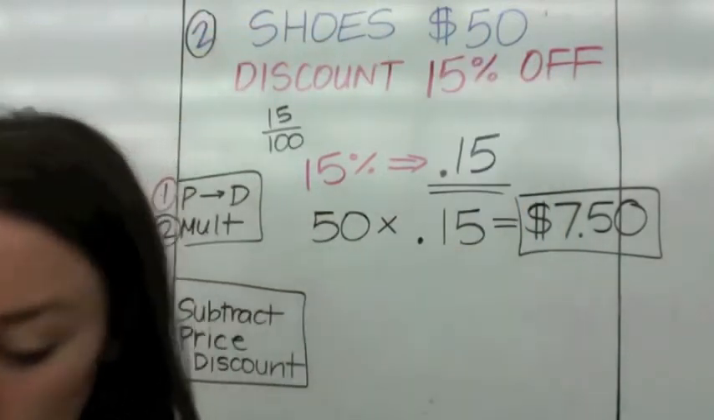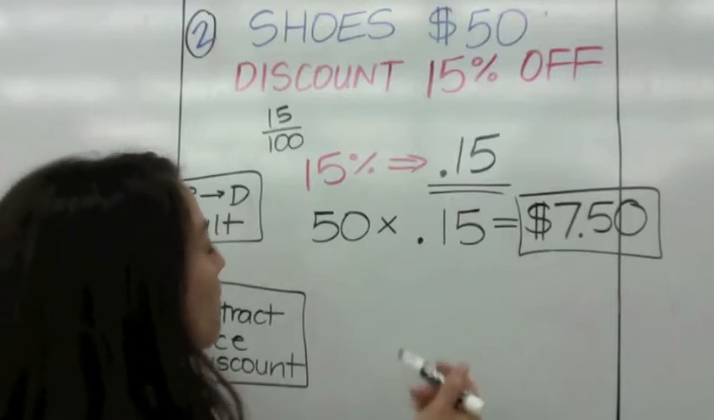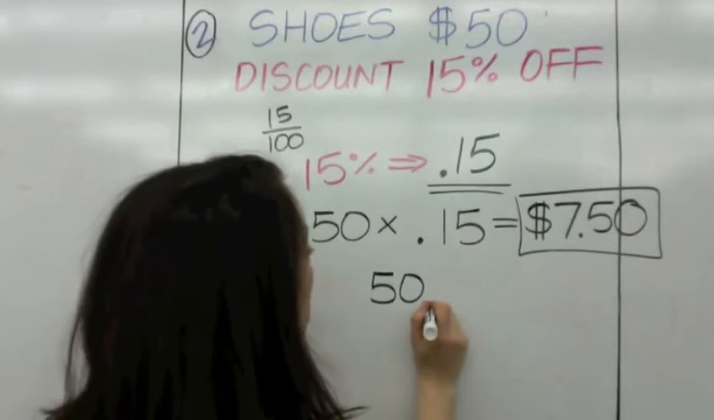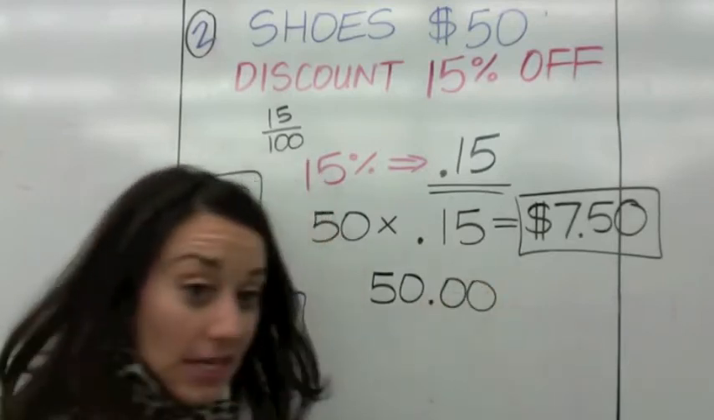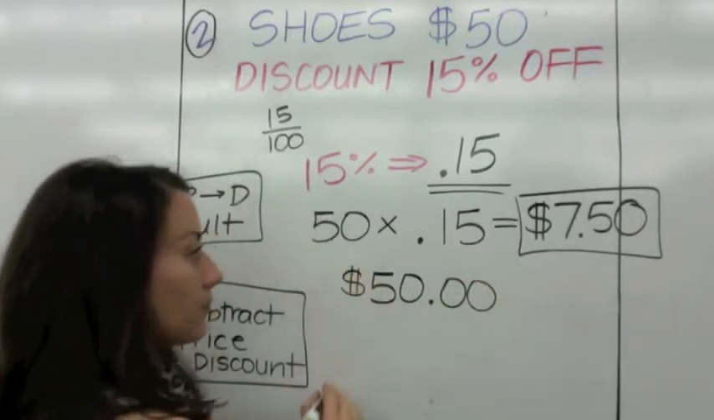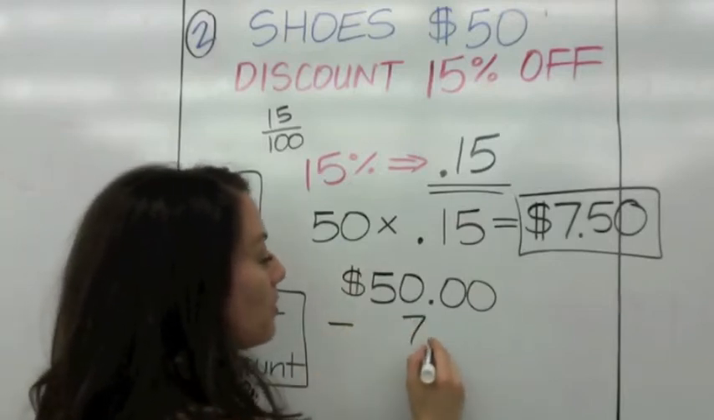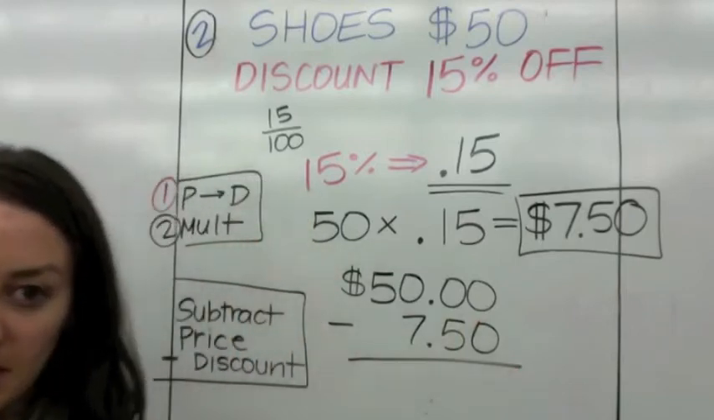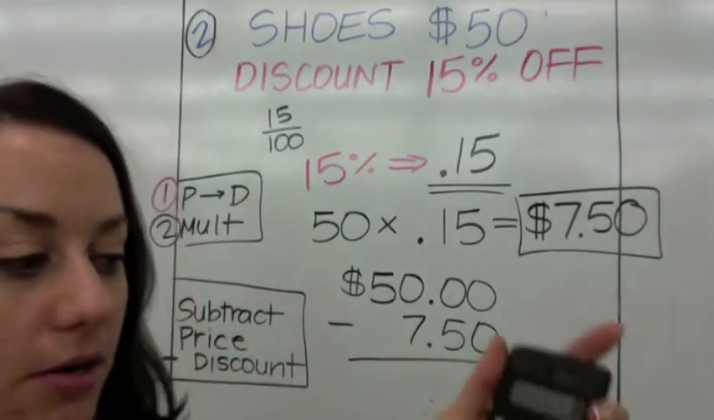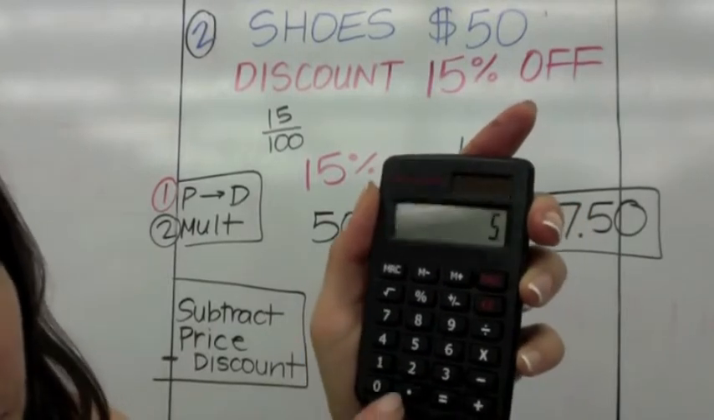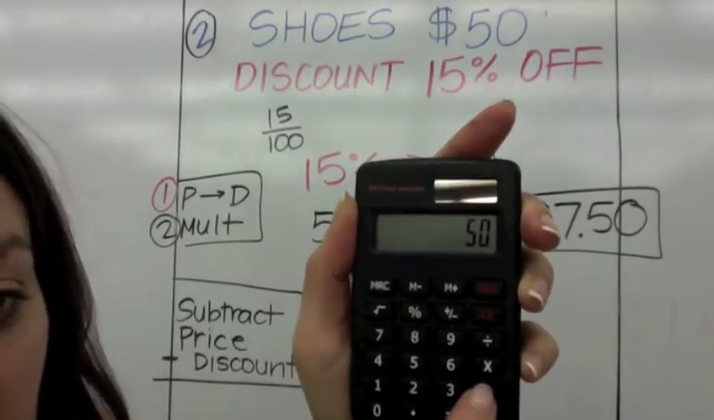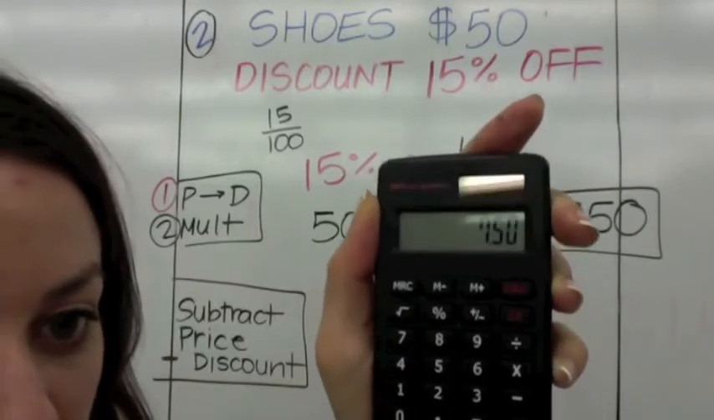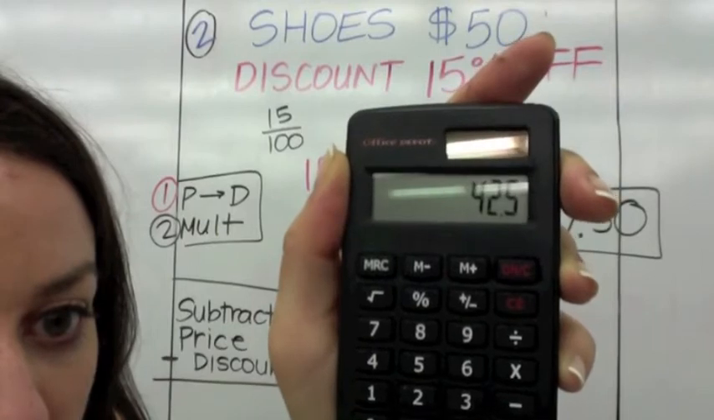What's the original price of the shoes? The original price of the shoes is how much? $50. Now, if you're doing it by hand, which you don't have to, $50 is 50 with no change. Like this? Yeah? You guys know that? Okay. You're going to subtract $7.50. Make sense? Let's do that in our calculator now. We're going to take $50. Just write 50. Subtract $7.50. See it? Okay. What's our answer?